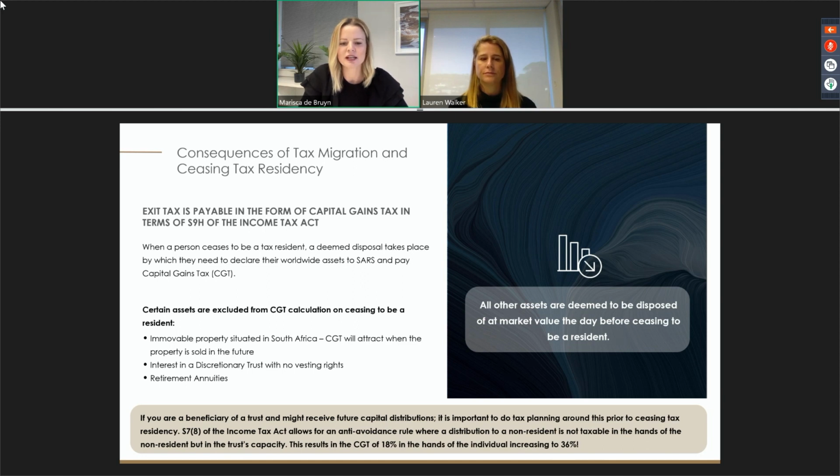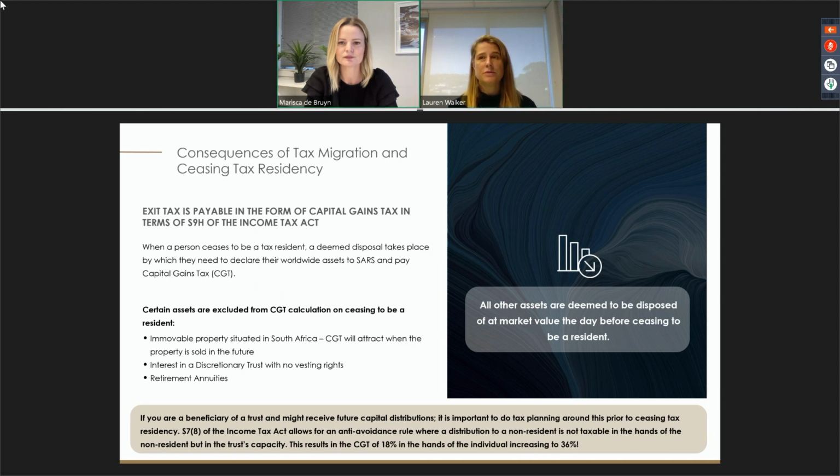But now the Act allows for an anti-avoidance rule that if a distribution is made to a non-resident, then the resident will be paying the tax. So in that case, if one of these beneficiaries is a non-resident, then the trust will end up paying that at 36%. So it's just very important that before emigrating or making this big decision, you do tax planning in your trust to see, is there anything that can be distributed beforehand, or what planning can be done, just to save a lot of tax in the future.